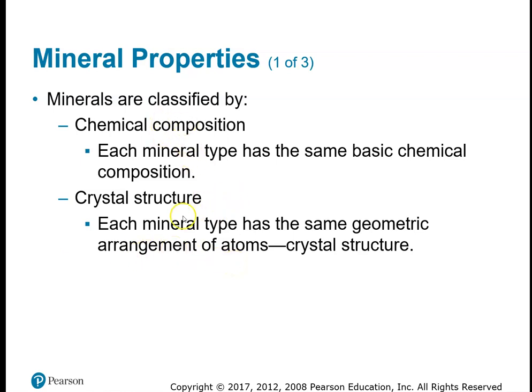So remember, these things form from the molten earth, the very, very hot earth, and become a solid. And sometimes when they become a solid, they form a crystalline structure, and that's one of the main conditions for something to be a mineral.